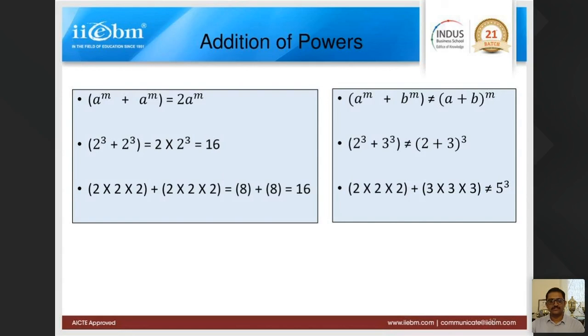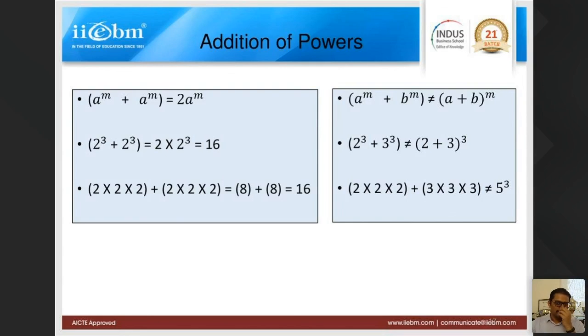Now, how do we solve this then? If we want to solve 2 raised to 3 plus 3 raised to 3, then we simply have to do the actual calculation, that is 2 into 2 into 2 plus 3 into 3 into 3, and you will get the value. As simple as that.